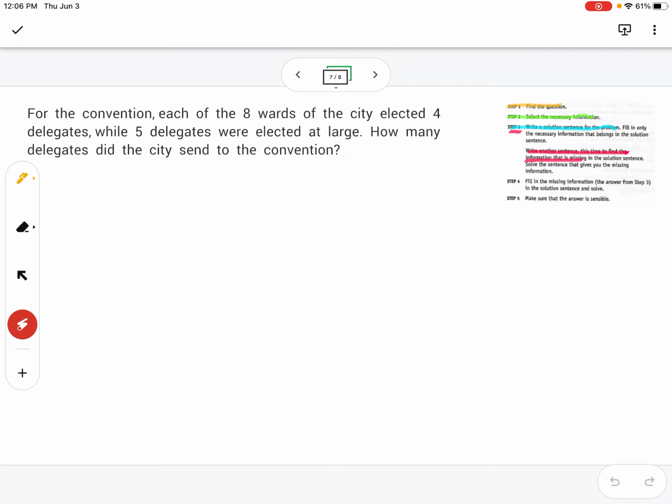Now, what is the question asking us to find? Well, that becomes clear. I can often say, well, gee, that's easy. That's the sentence with the question mark. Not everyone is that way, but this one is. How many delegates did the city send to the convention? That's what they want me to find. Step number 2, select the necessary information.